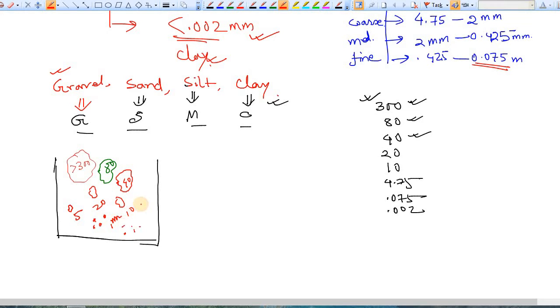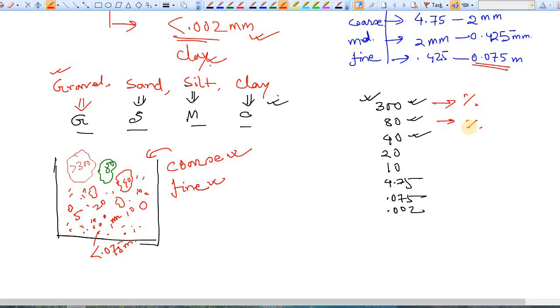Like that, all types of soils are there within this jar. The lowest size is, let's say, less than 0.075 mm. So you have both coarse aggregate, coarse soil, as well as fine soil within this jar. Now you have to quantify which size has which percentage, and based on that we can classify our soil, whether it is gravel or sand or silt or clay.